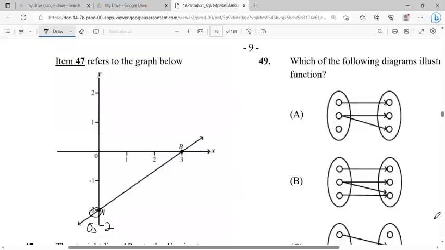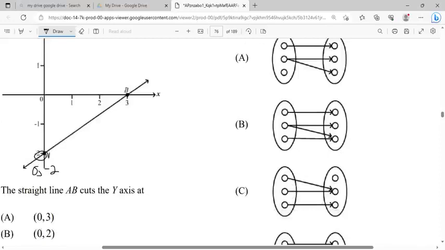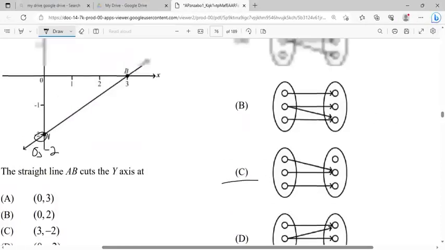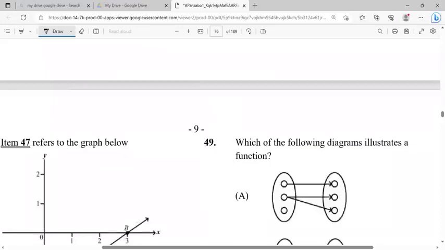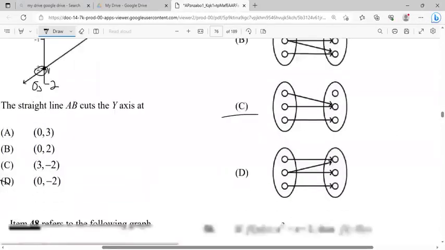Which of the following illustrates a function? So 1 x goes to 1 y. Those two there are out. Yeah, 1 x goes to 1 y. As long as 1 x goes to 1 y, you're good. Yeah, so that will be C.